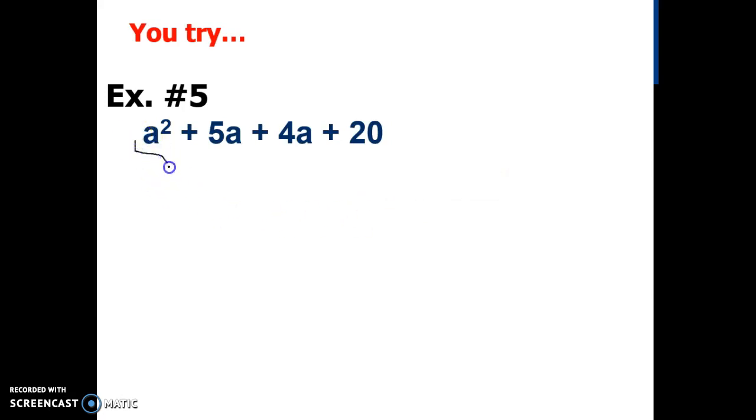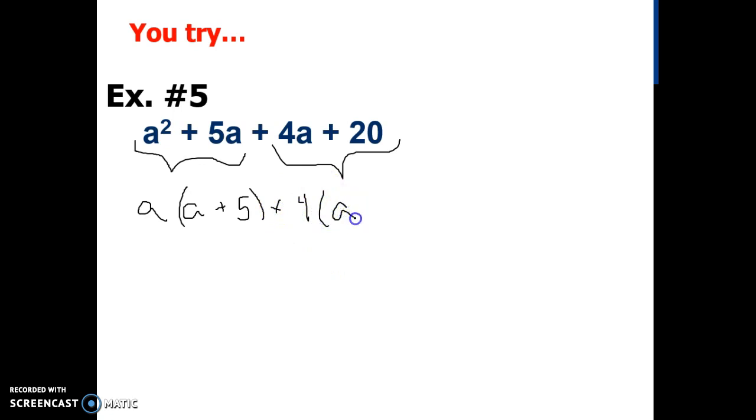Same thing with this one. I'm going to take these two parts right here. These two parts right here. Try to figure out what's a GCF that comes out. In this first pair, it's only A. A is the only thing that will come out. Left with A plus 5. With the second one, the only thing that will come out is actually a 4. When I take out a 4, I'll be left with A plus 5.